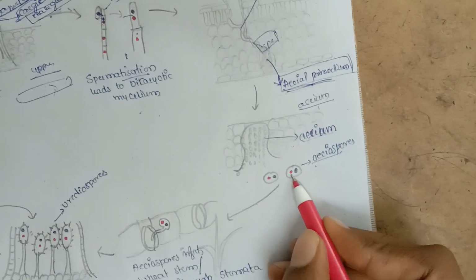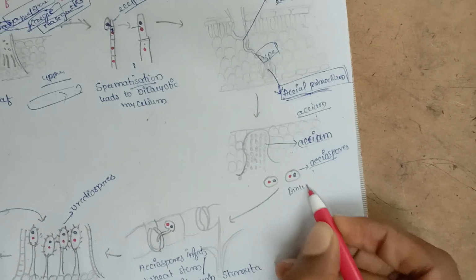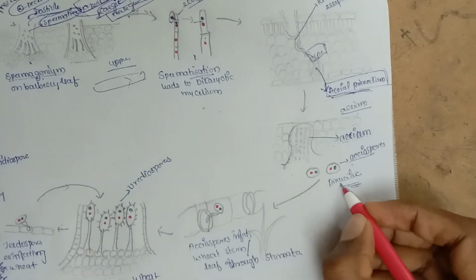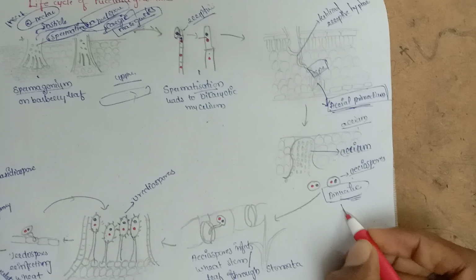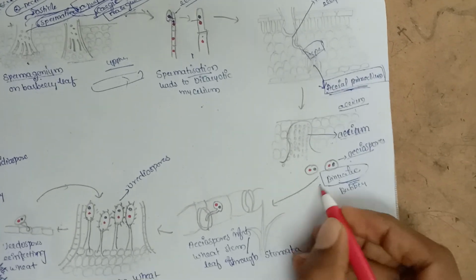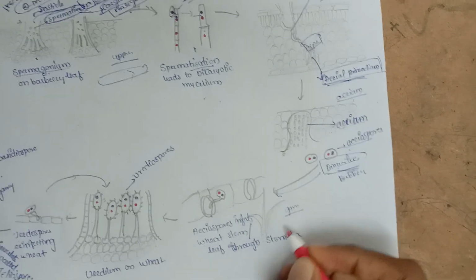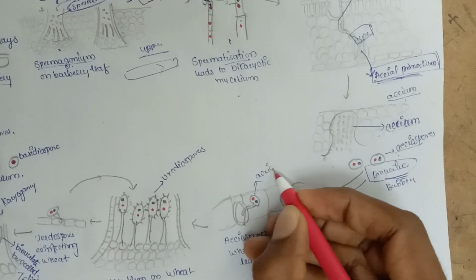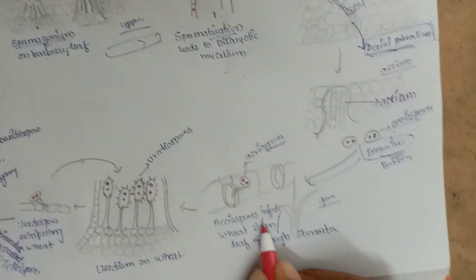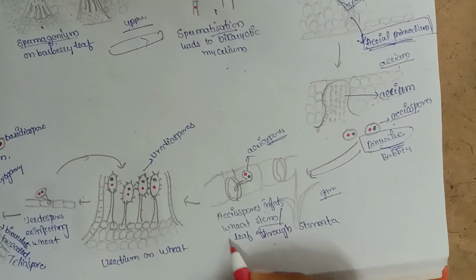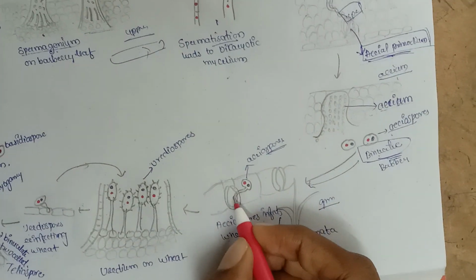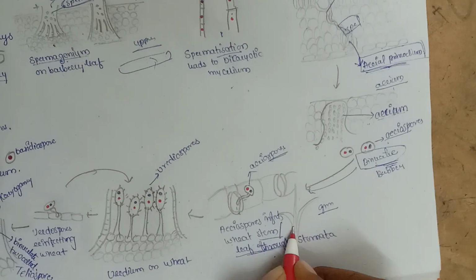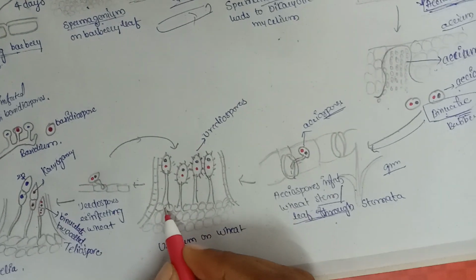The aeciospores are binucleated spores, and these do not infect the barberry, but they infect the graminaceous host, that means wheat. This aeciospore infects the stem or leaf tissues of the wheat through the stomata. Through stomata, this aeciospore enters into the wheat host, and it produces a mass of cells.